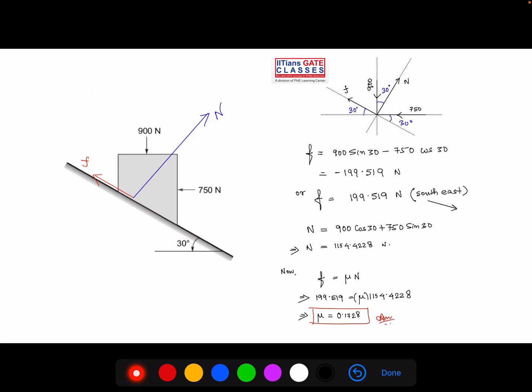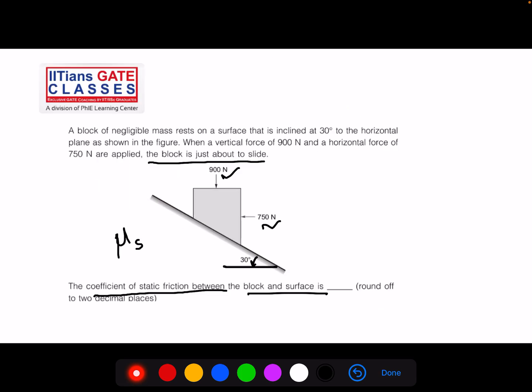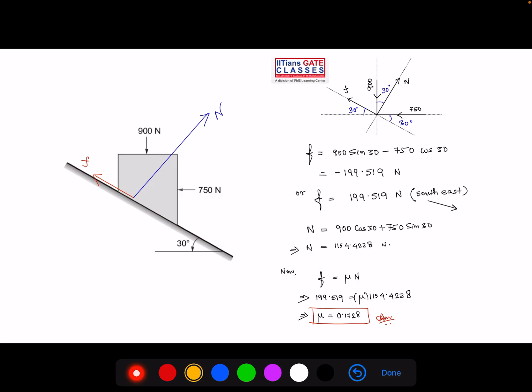Now, I don't know in which direction the block is about to move. It has just been said that the block is about to slide, but I don't know in which direction the block is about to move. Is it going to move upwards or downwards? So let us just assume that it is moving downwards. If it has the tendency to move downwards, what will be the direction of the friction force? The friction will be acting upwards, right?